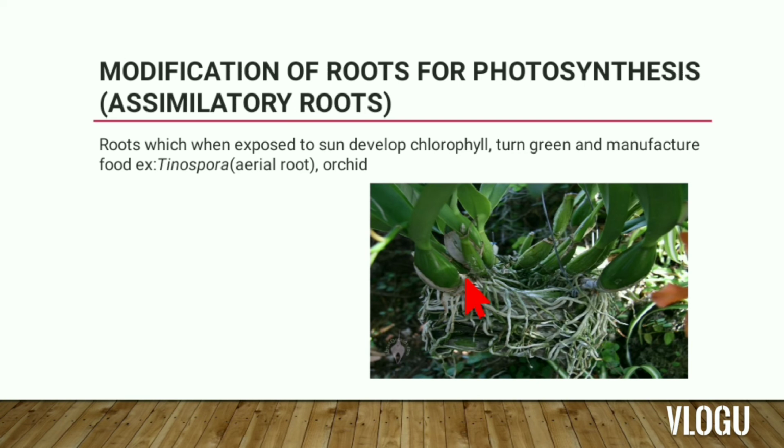The next slide is about the modifications of roots for photosynthesis. Some of the roots are also modified for assimilatory purposes or for the purpose of photosynthesis. Some of the roots which are exposed directly to the sunlight develop chlorophyll pigmentation. As we know, chlorophyll is a very important pigment for synthesis of food materials for the plants. Therefore, certain roots which are exposed on the trunk of the support plant, the plant on which the epiphyte rests, develop chlorophyllous roots in which the assimilation process continues so that the root synthesizes its own food. Example, orchids like Vanda and Tinospora species.